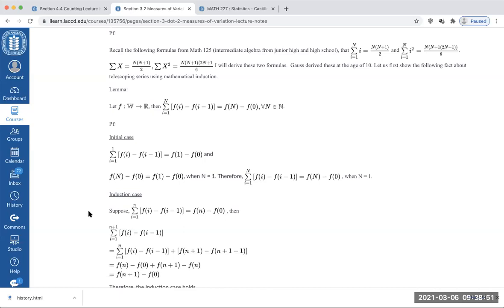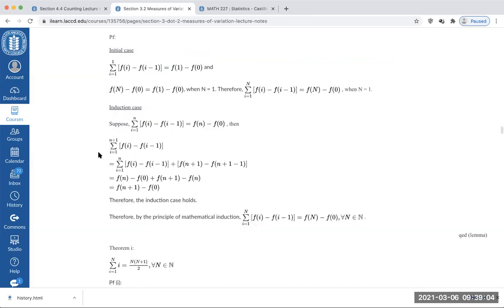So let's suppose that the sum i equaling 1 to n of f sub i minus f at i minus 1 is equal to f at n minus f of 0. Let's show that the formula then works when I replace n by n plus 1.